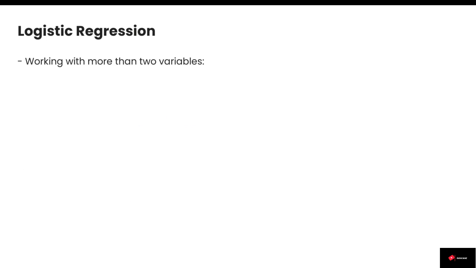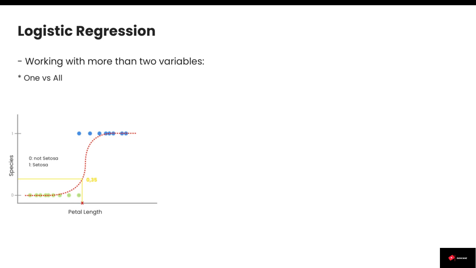For that, we are going to use a method called one versus all. To understand how this method works, let's first draw the first chart, which is going to be setosa versus all. So here we have all the species, and 0 means that it's not setosa, so it's either virginica or versicolor. And 1 means that it is setosa. So this new observation would have a 35% likelihood of being setosa.